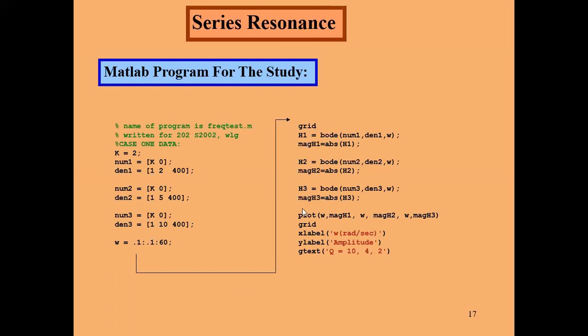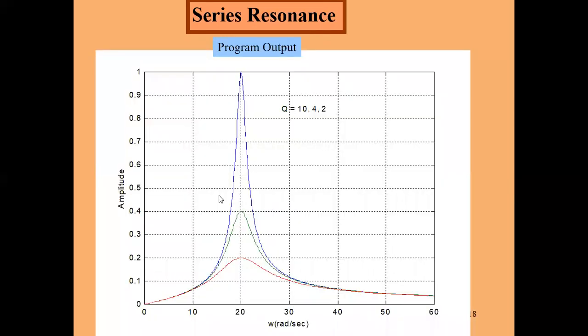So that is the part of this series resonance, and the current waveform with respect to time for different values, Q equal to 10, Q equal to 4, and Q equal to 2. We obtain separate values. That is the output of the program. The output is amplitude versus frequency. At the resonance frequency, if we consider 20 as the resonance frequency, the current is maximum. The current is maximum when the resistance is minimum.